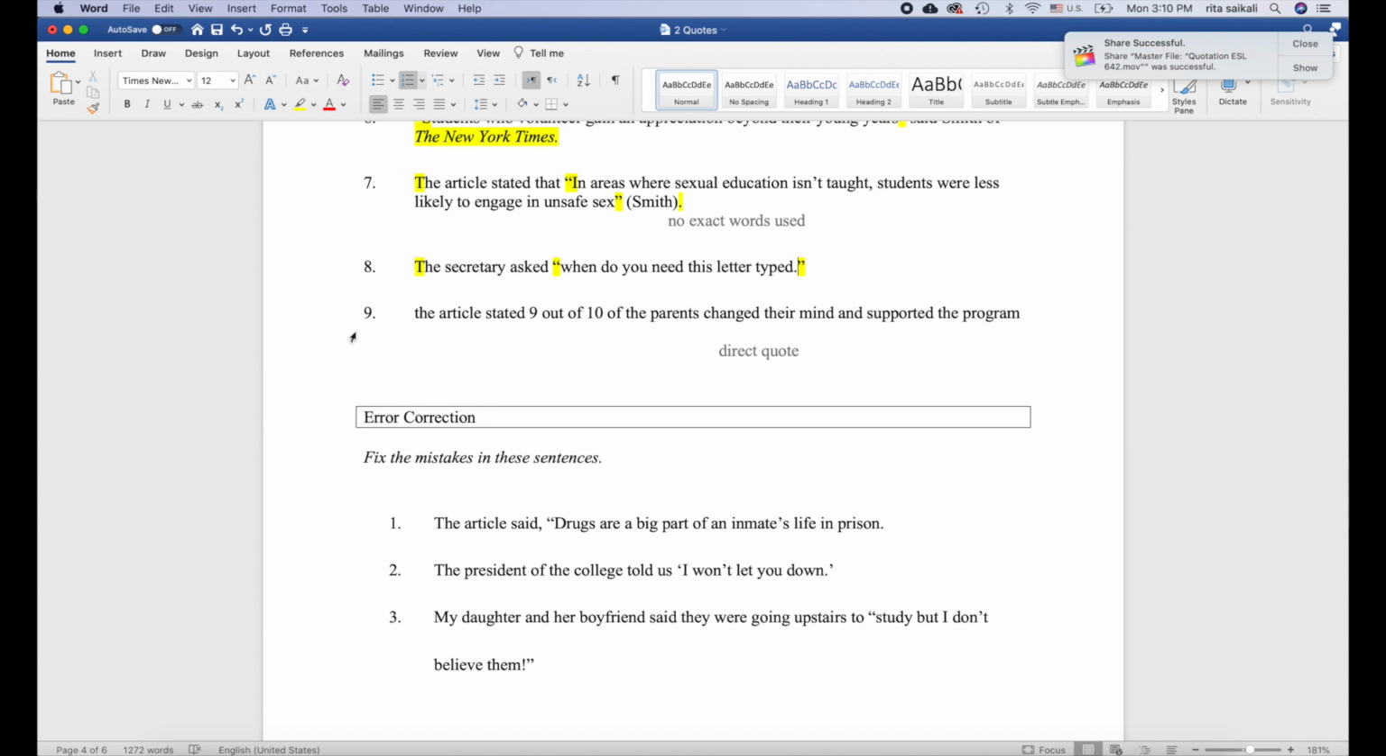Number 9, the article stated 9 out of 10 of the parents changed their minds and supported the program. Again, T is capitalized, the beginning of the sentence. And a period, this is an indirect quote because there isn't something particular that we are saying. It is a summary.